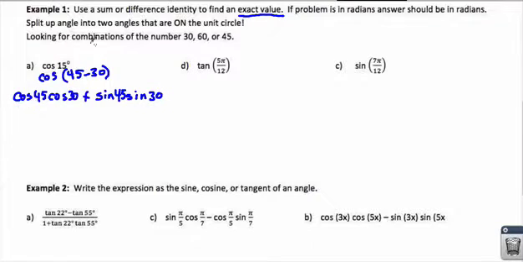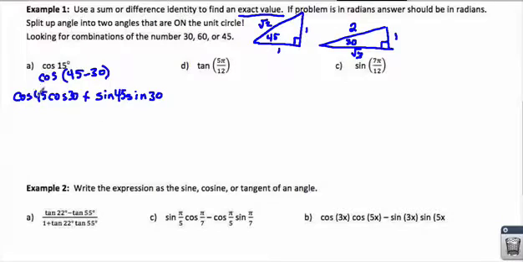Okay, well, we don't really care about the, or let me say, we're going to be in the first quadrant here, right? Cosine 15 is in the first quadrant. So all I really need are my special right triangles. I don't need to draw the whole unit circle for this. So now I just need to use these special right triangles to find the cosine of 45 and the cosine of 30 and the sine of 45 and the sine of 30.